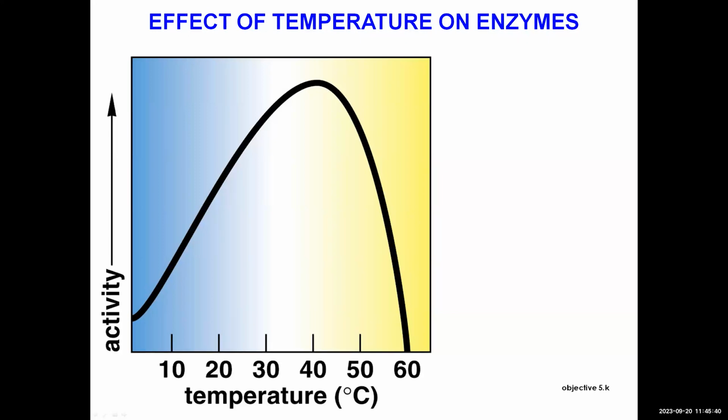Do you know what the human body temperature is in Celsius? What's the typical human body temperature? In Fahrenheit, it would be around 98. In Celsius, it's usually around 37. So normally your body temperature is around here.